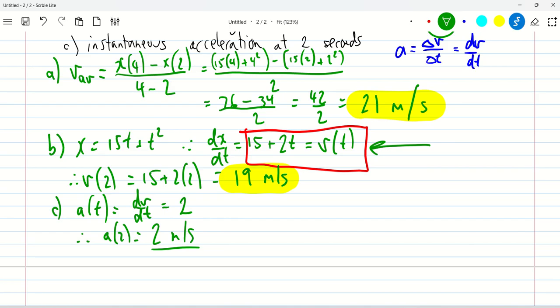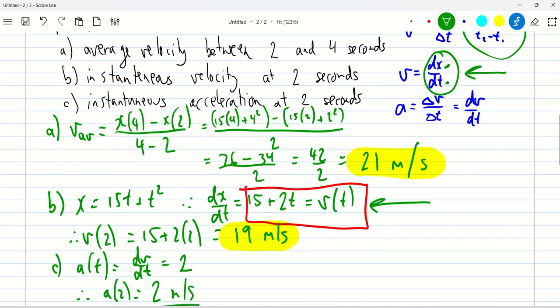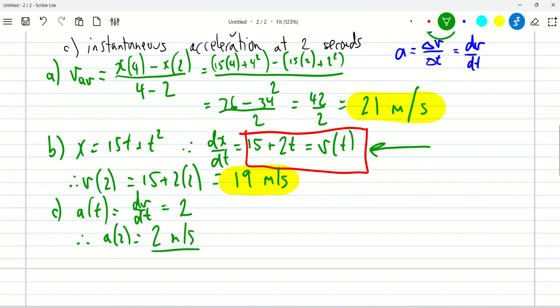Hope that makes sense. That's how we use acceleration, velocity, and distance to calculate various quantities.